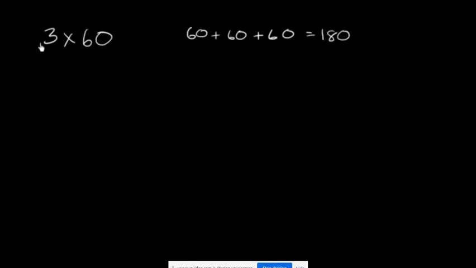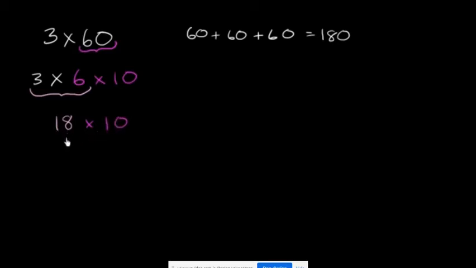But another way to think about this is that 3 times 60 is the same thing as 3 times, instead of thinking of it as 60, you could think of 60 as 6 times 10. 3 times 6 times 10. And when you're multiplying 3 numbers like this, it doesn't matter what order you multiply them in. So we could multiply the 3 times 6 first and get 18, and then multiply that times 10. And 18 times 10 is just going to be 180. It's going to be 18 with another 0.